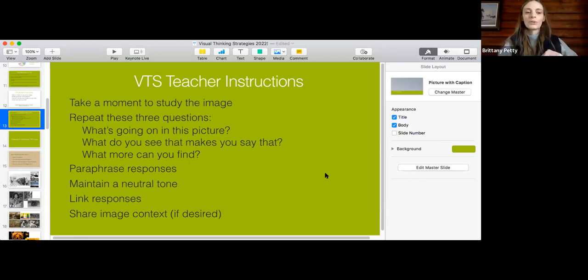And then you want to try to link responses between students, like, this person agrees with this person, or this person has a little bit of a different take than that person, or you can build on it: this student mentioned this, and this student is also mentioning this, so you're both noticing this kind of thing. And then at the very end, you can tell them, you don't have to, because there's no right or wrong, but I think we all want to know, what is it really? So you can let them know what the image really is about.